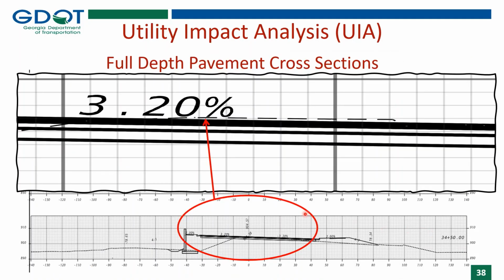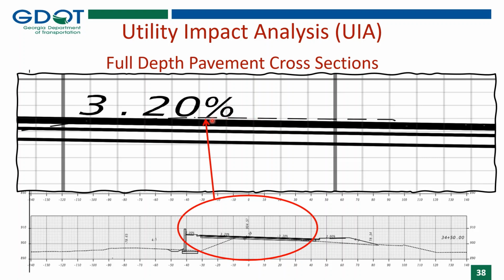And how do we determine how much cut? Well, we're focused in on, at that station, 34 plus 50. The telecom facilities are somewhere in this location. And the cross section has the dashed line, which represents the existing ground. And then this solid black line here is going to be the top of the proposed pavement.